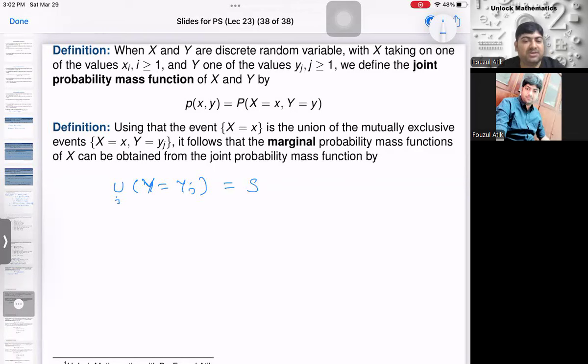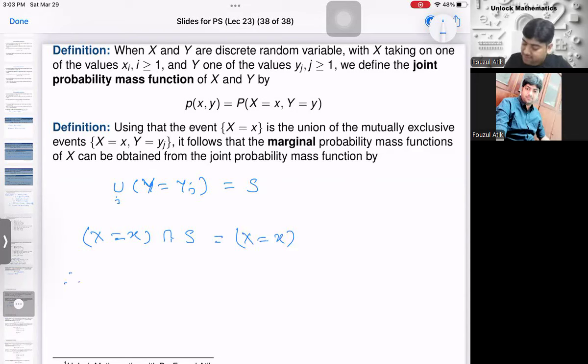Yes or no? Because the random variable Y takes the values y1, y2, y3 up to infinity, suppose. Then the union of their events is the whole sample space. So therefore I can write this. Now capital X is equal to x is a particular event. X takes this value. Now if I intersect this event with the whole sample space, this is again x is equal to x only, because that is the sample space. And therefore I can write it the other way.